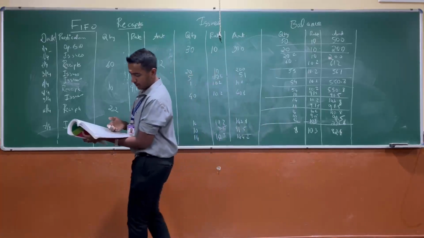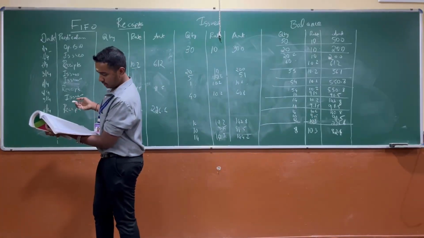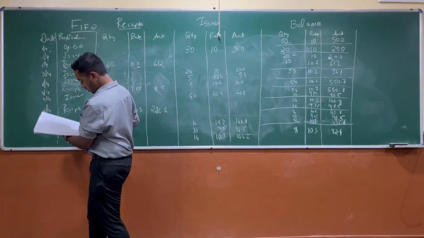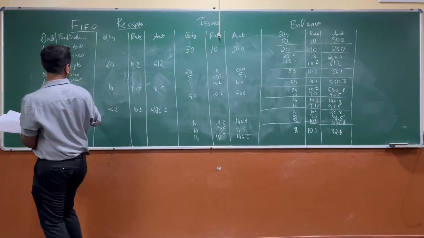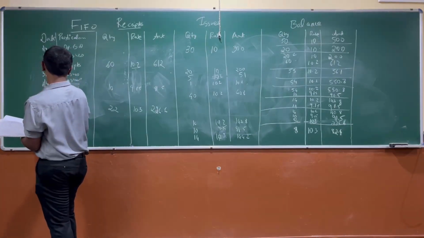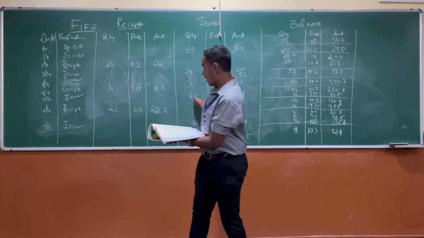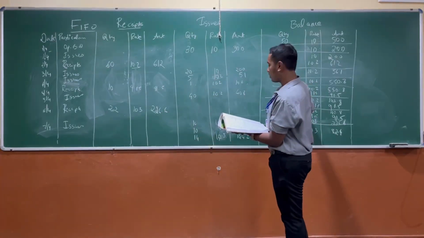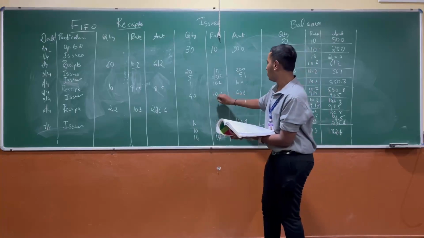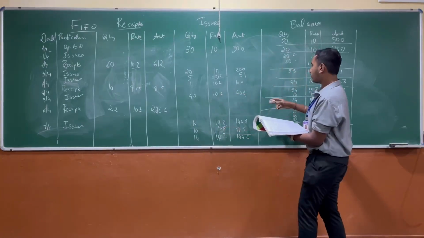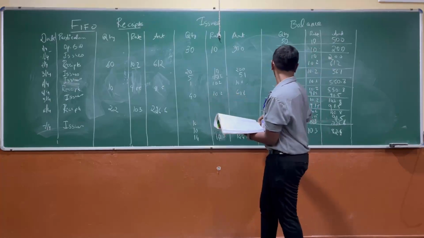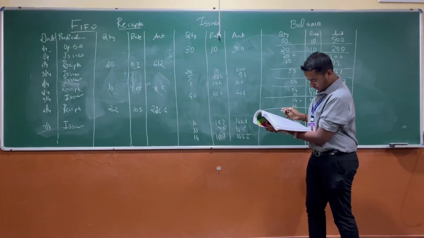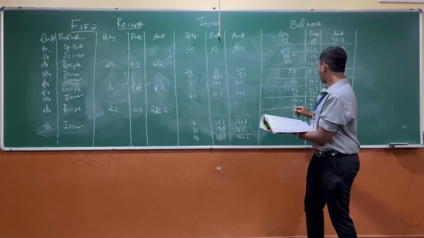As on 5th of April, there's an issue of 40 tons. And this time, obviously we will take the previous, because only this lot is left. So we will take 10.2, 40 into 10.2, 408. Balance 54 minus 40, you will get 14.